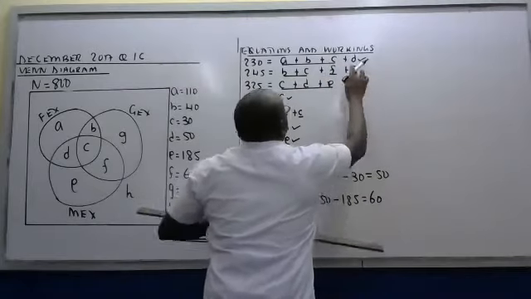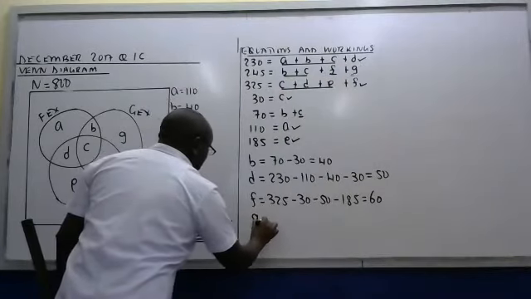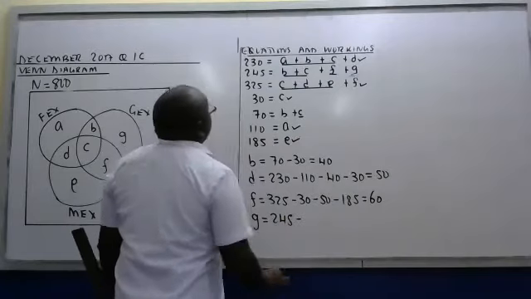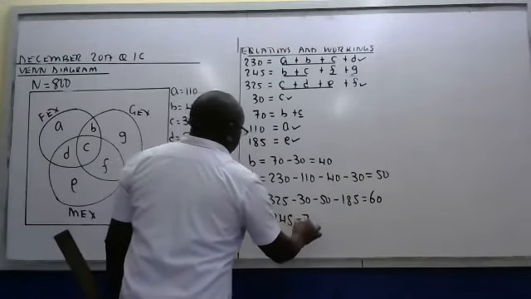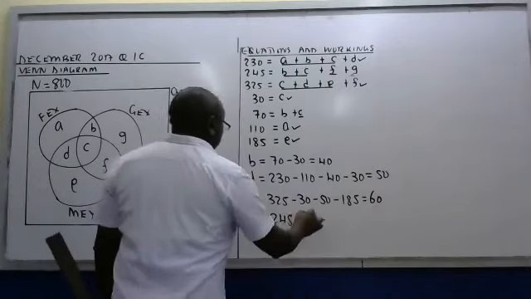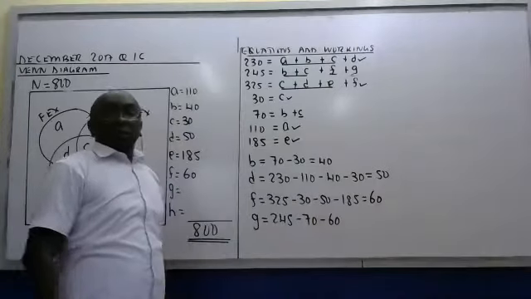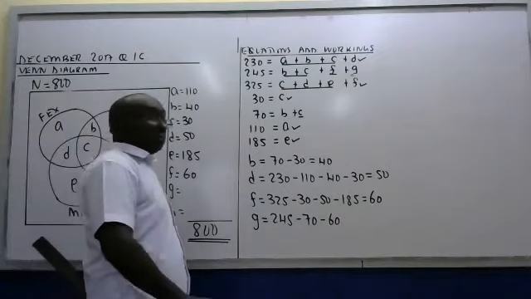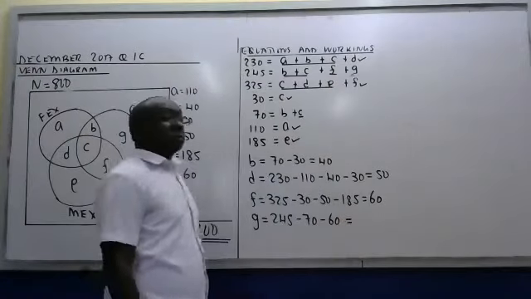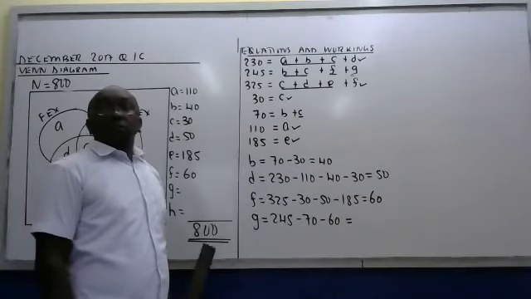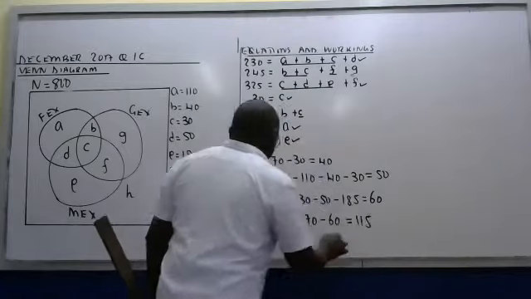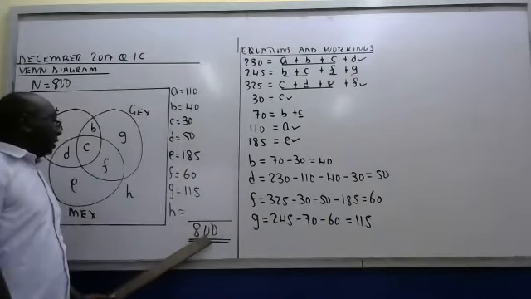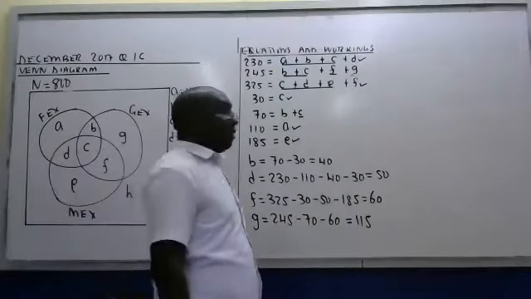So G is not yet known. So we are able to say G must be 245 minus BC, which is 70, minus F, which is 60. So that becomes what? 115. So G is 115.